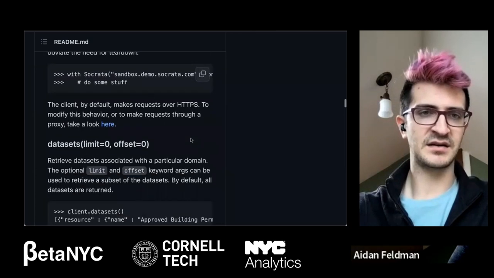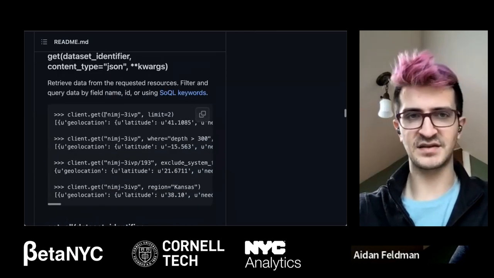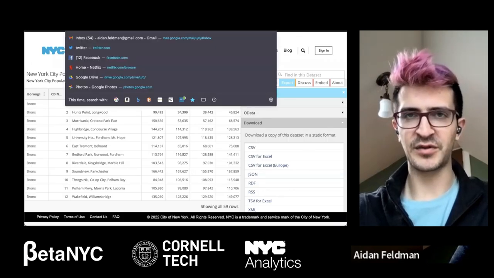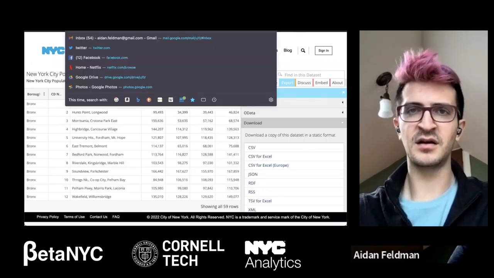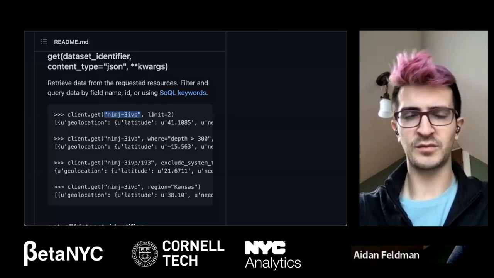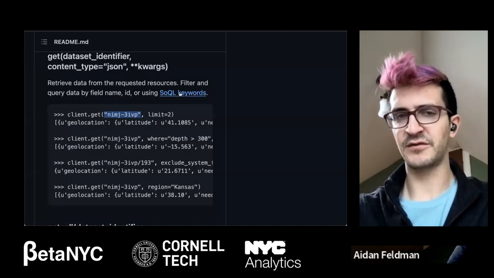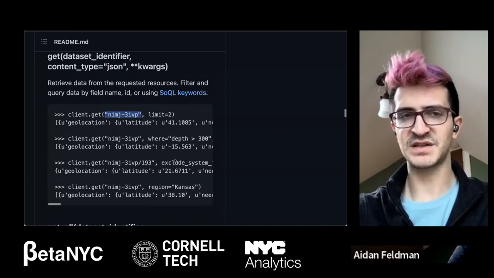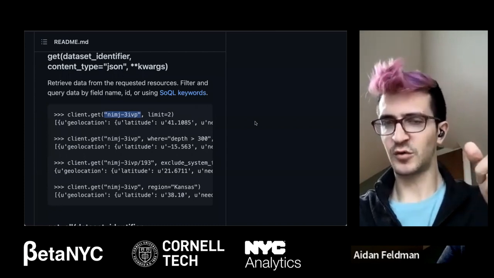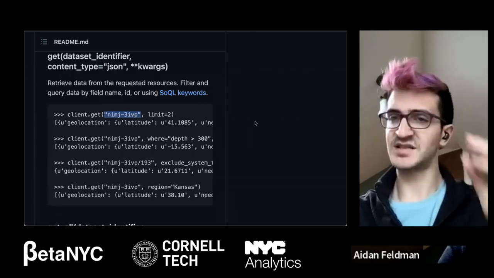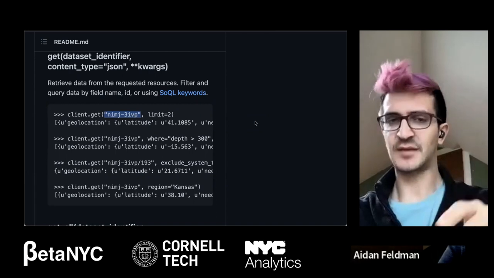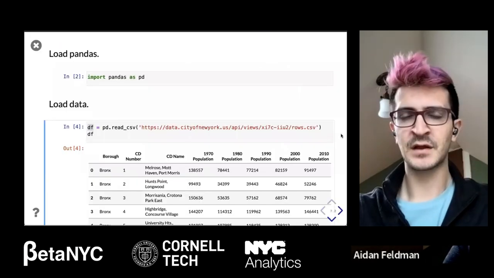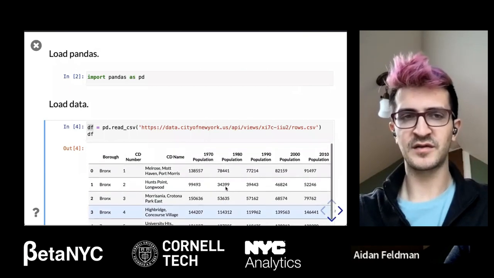And then you can say, get this data set identifier, which is found in the URL up there, like here. And then you can pass in options of their query language, like limit to, or with conditions, that kind of thing. So if it's a small data set, or if you're only loading a small subset of data, this is a good option. For anything large, I suggest just downloading it. But anyway, this is a pretty small table.